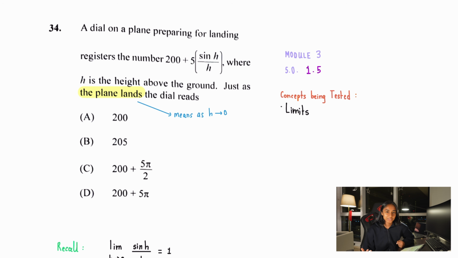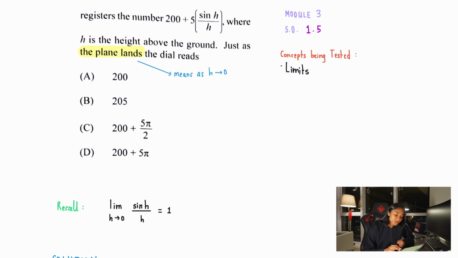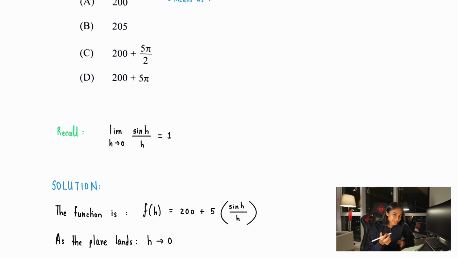Question 34 is all about limits. So a dial on a plane preparing for landing registers the number 200 plus 5 sine h over h, where h is the height above the ground. Just as the plane lands, the dial reads what number? Okay, keywords. As the plane lands, we know from this that h tends to 0. We also know from our special limit law, one of them, that the limit of sine h over h as h tends to 0 is 1.